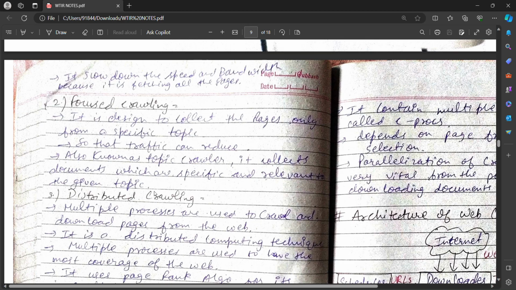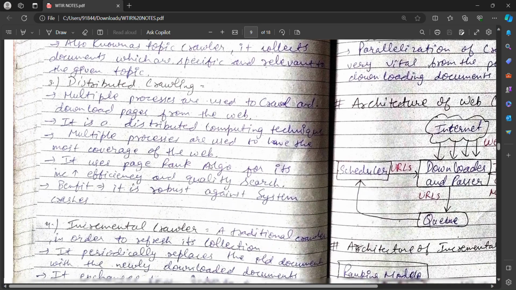So that's why it is known as focused crawling, or in this, we are using a topic crawler. Okay, so this is very simple.